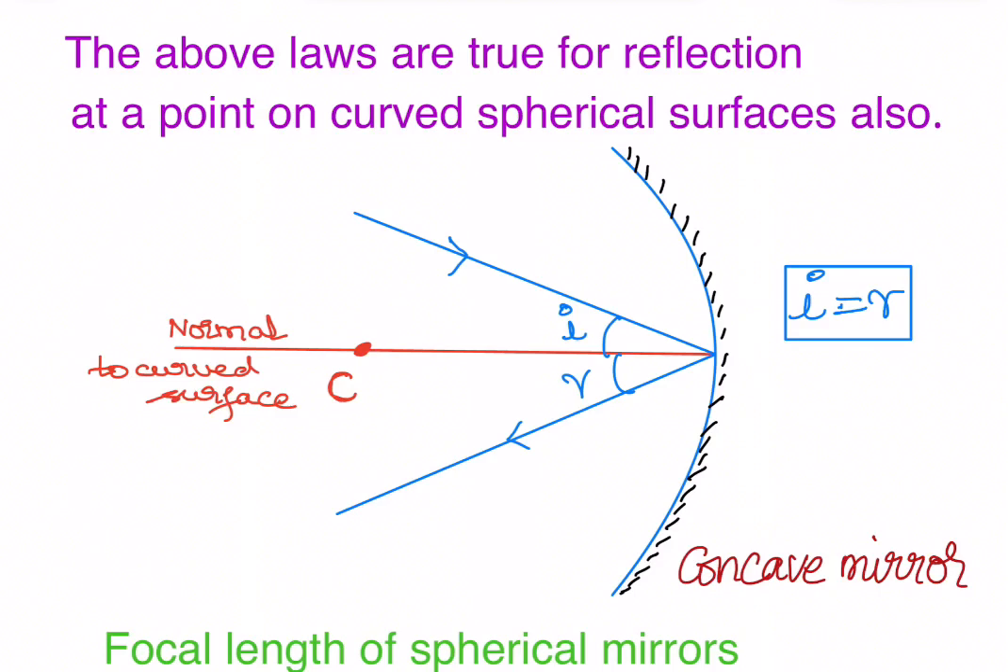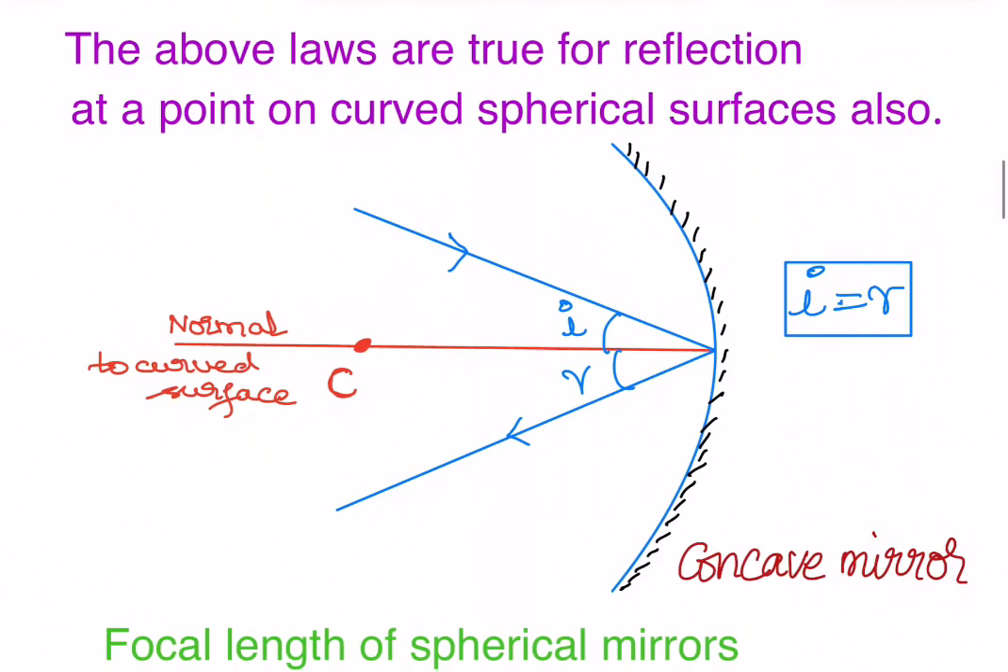Okay, because we consider a mirror as a part of a spherical reflecting sphere. The center of the sphere, C, is called the center of curvature. The middle point of the mirror is called the pole of the mirror, and it is represented by the letter P. The line joining the center of curvature of the mirror and the pole is called the principal axis.